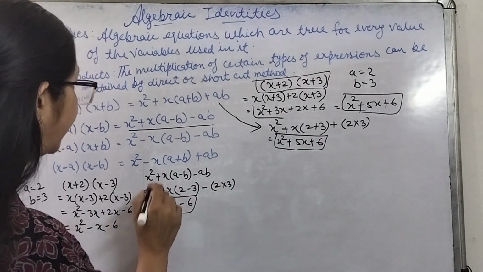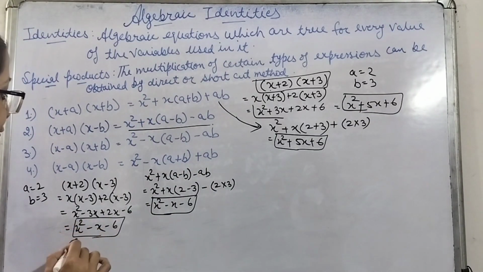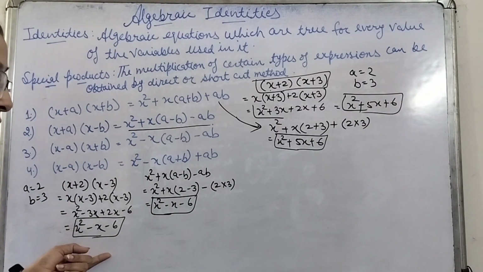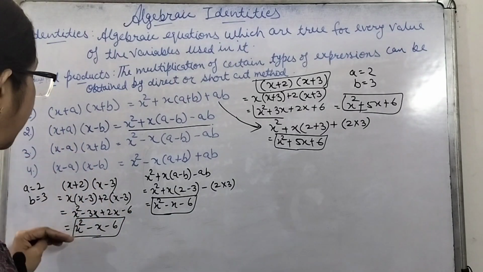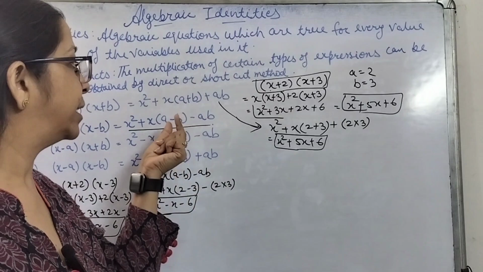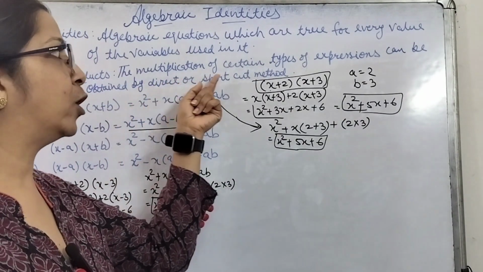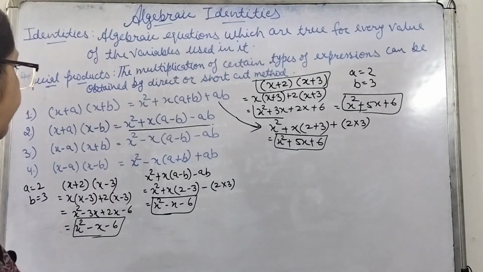So if we use the formula directly, then also we are getting the same value. If we are multiplying it, then also we are getting the same value. So instead of directly multiplying it, we can use the formula. Directly we can keep the values over here, and it is your direct method or shortcut method.